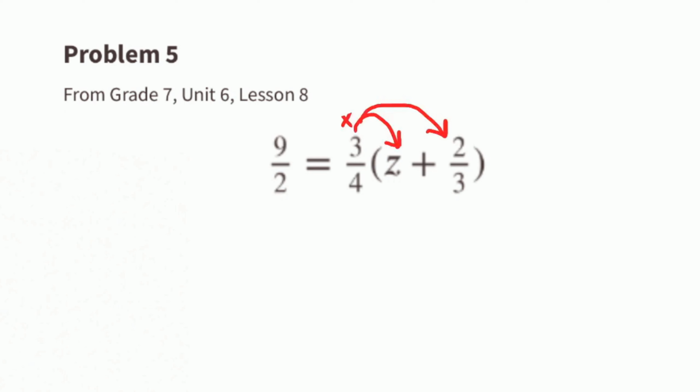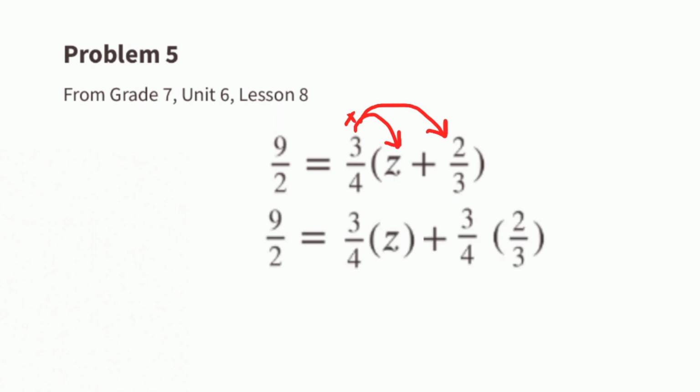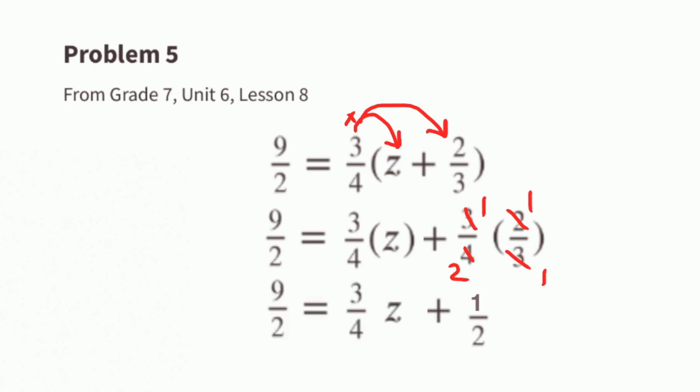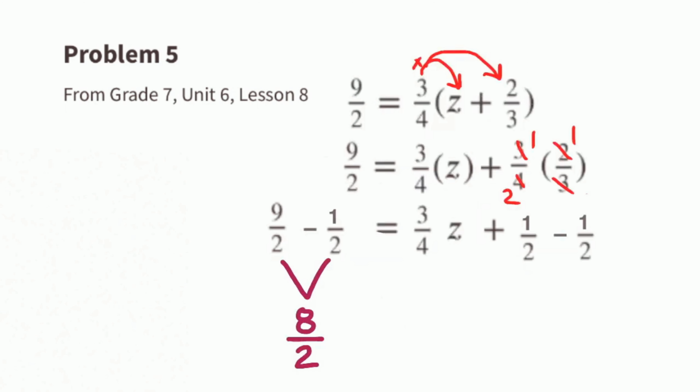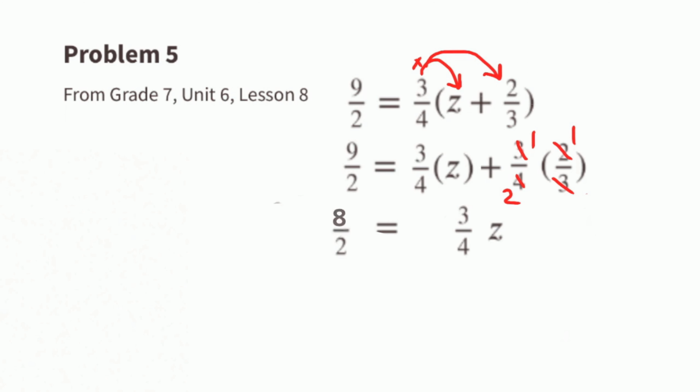3/4 times z plus 3/4 times 2/3. 3/4 times 2/3, we can cross cancel, and that's worth 1/2, so we can rewrite this as 9/2 equals 3/4 z plus 1/2. To get the z by itself, we need to subtract 1/2 from both sides of the equal sign. 9/2 minus 1/2 equals 8/2. 1/2 minus 1/2 equals 0, so this can be rewritten as 8/2 equals 3/4 z.